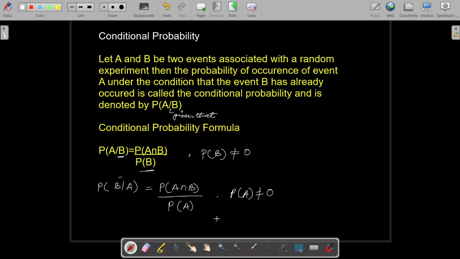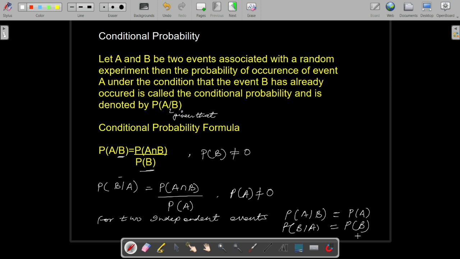So if you have two independent events, what would be the probability of A given B? See, in this case, occurrence of A doesn't depend upon occurrence of B. So this is equal to probability of A only, because the occurrence of A is independent of occurrence of B. Similarly, probability of B given A is equal to probability of B, because the occurrence of B is independent of occurrence of A. Right?